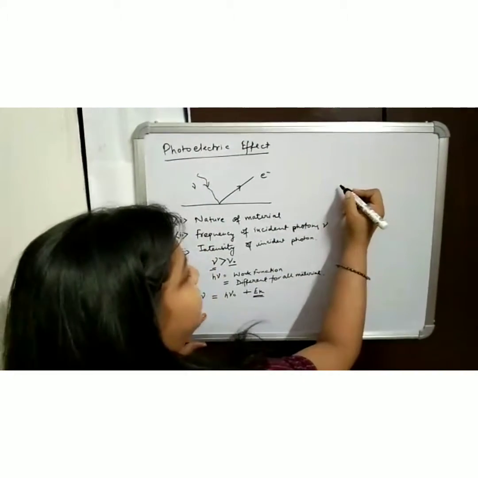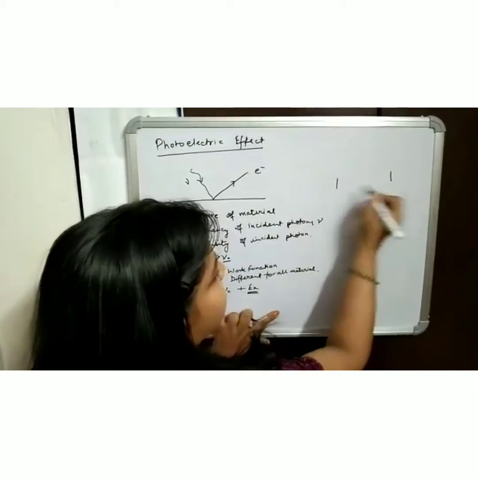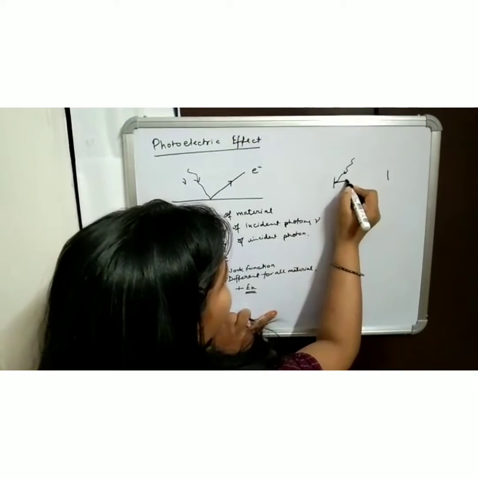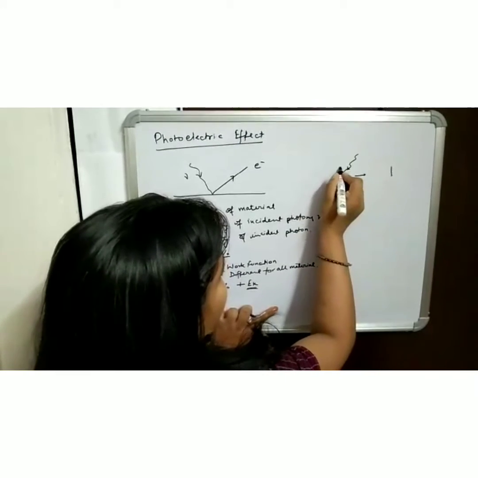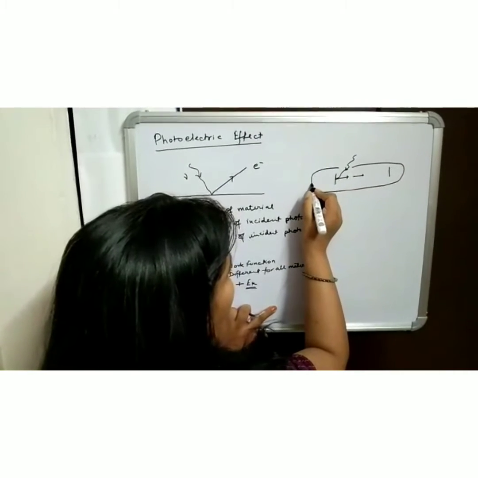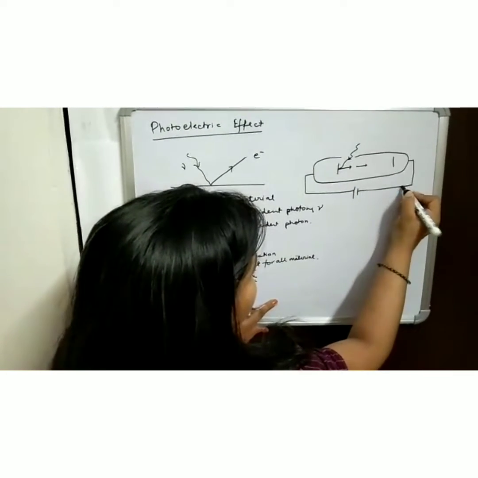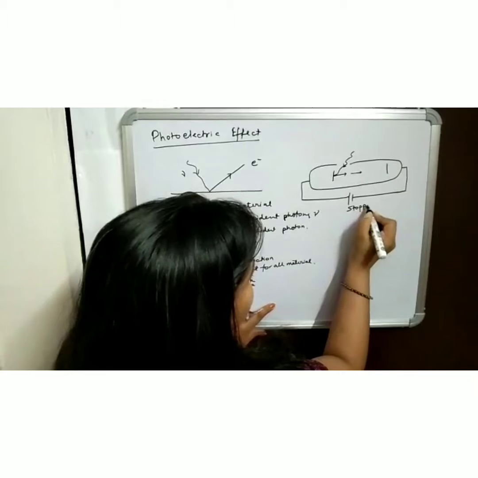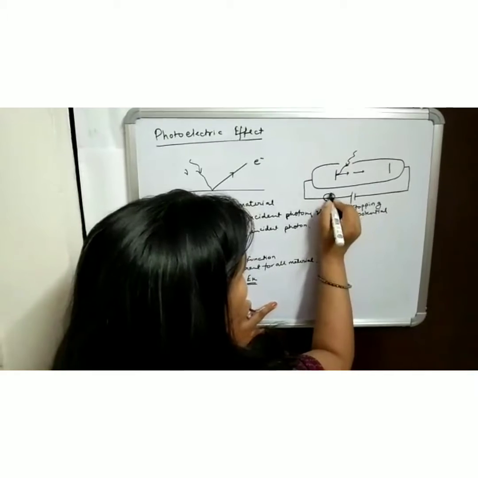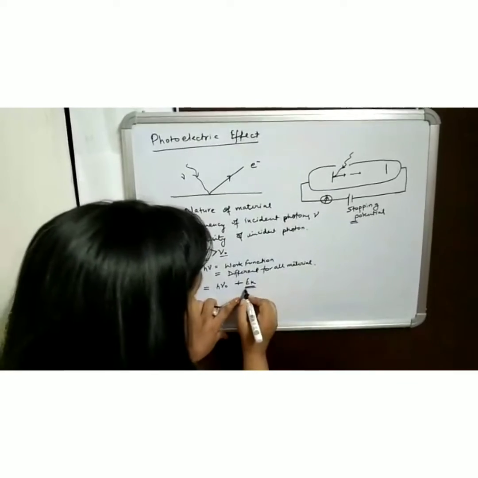In the photoelectric experiment, we generate photoelectric current. Here are two plates, cathode and anode. Photons are incident on one plate, and electrons are emitted. This is a vacuum tube. To generate photoelectric current, we apply some potential. This is called the stopping potential.